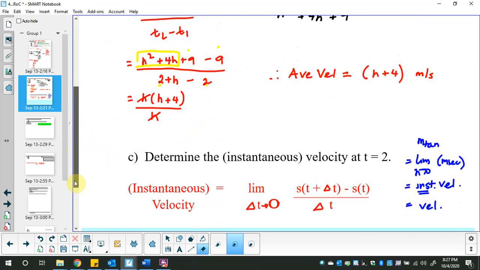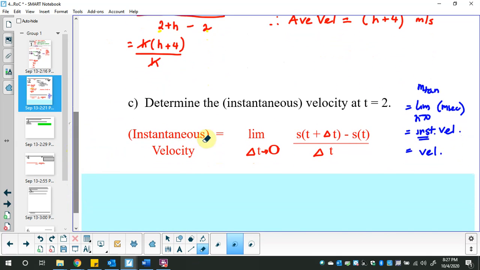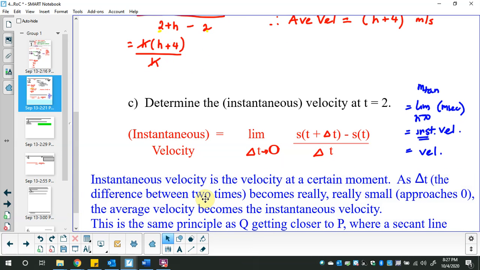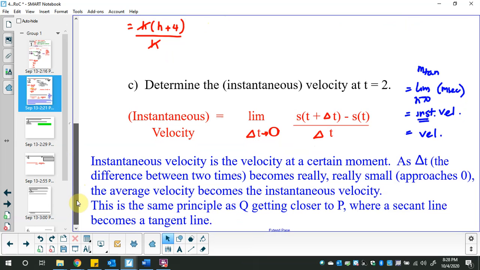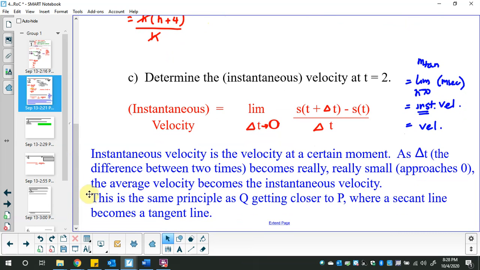And as soon as I take away the word average, I am working with limits. The reason that is the case is this stuff I've got written in, no coincidence, blue. Instantaneous velocity is the velocity at a certain moment. As delta t, the difference between the two times, becomes really, really small, that means it approaches 0, the average velocity becomes closer and closer to the instantaneous velocity.